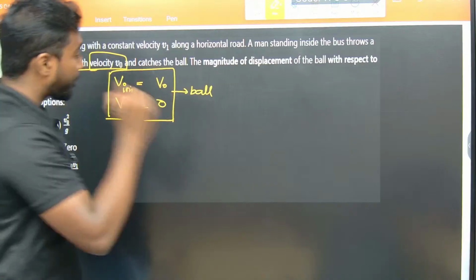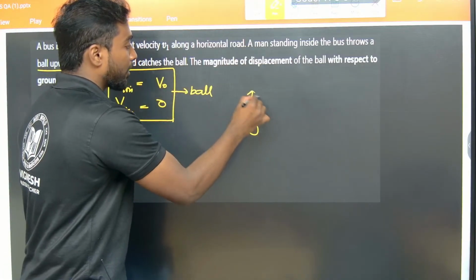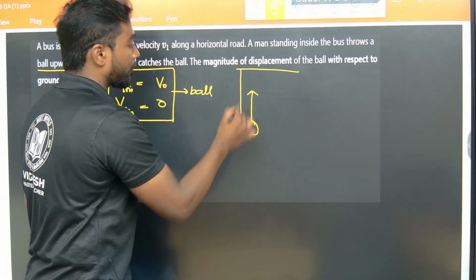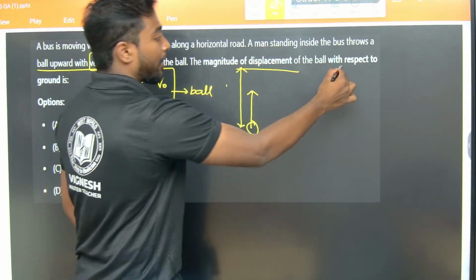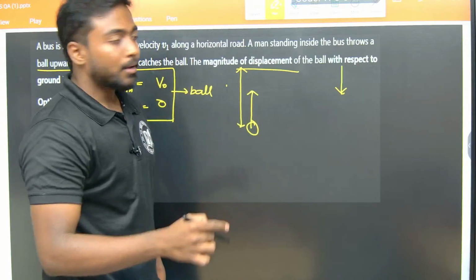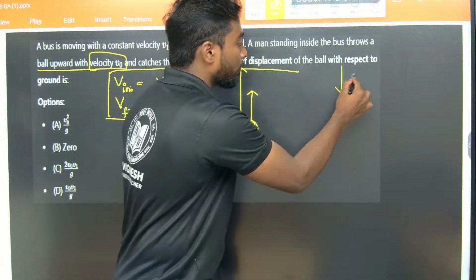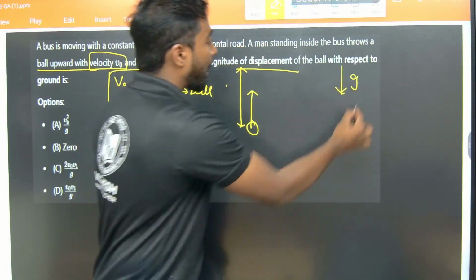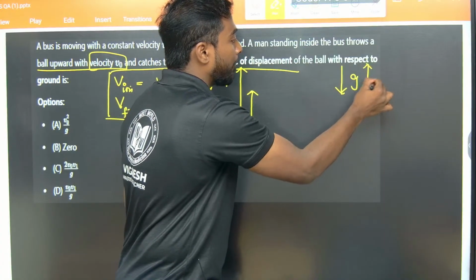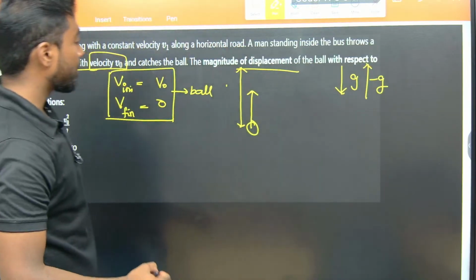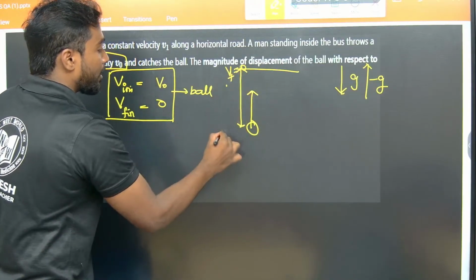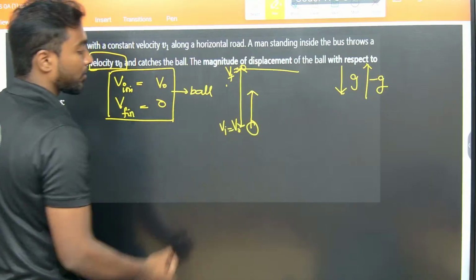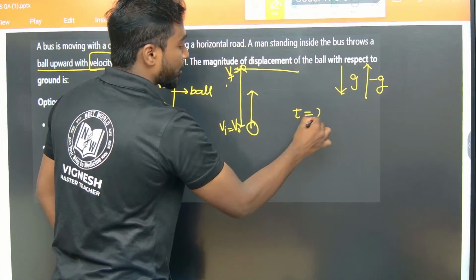Now if I throw the ball upward, it reaches the maximum height, right? So what will be the acceleration? We know that gravity acts downward. If I throw a ball upward against gravity, it will become minus g, right? So we know that v final is equal to 0, v initial is equal to v0. So time t, I need to find it.